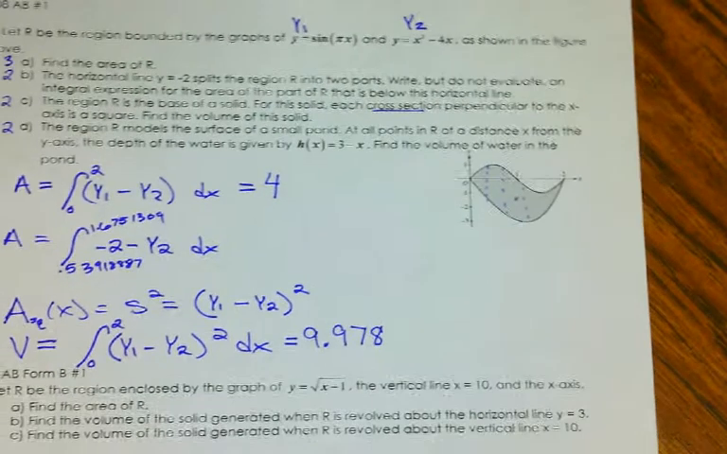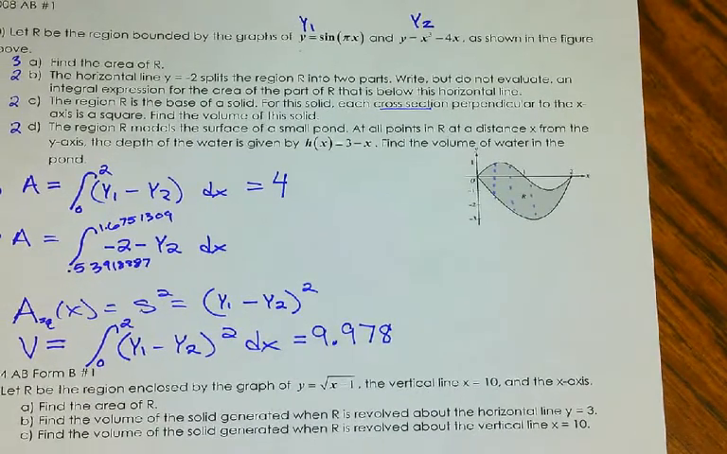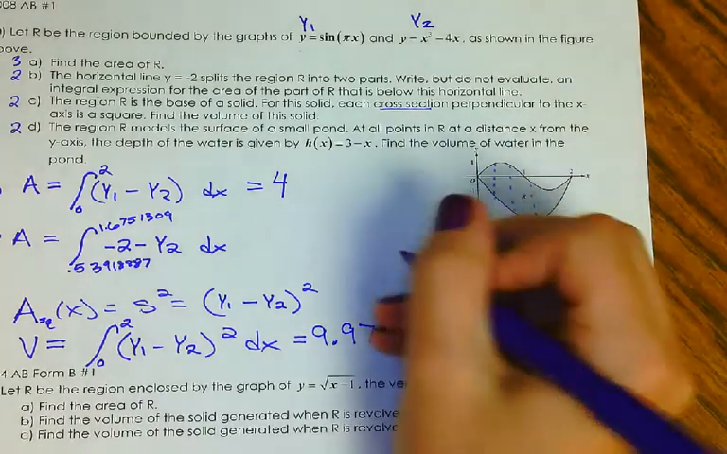And then we go on to part D. What does part D say here? So we have an area, it's the surface of a small pond, okay? And we have that being the distance. The depth of the water is given by this. Find the volume of the water of the pond. So this one I think is a little trickier.